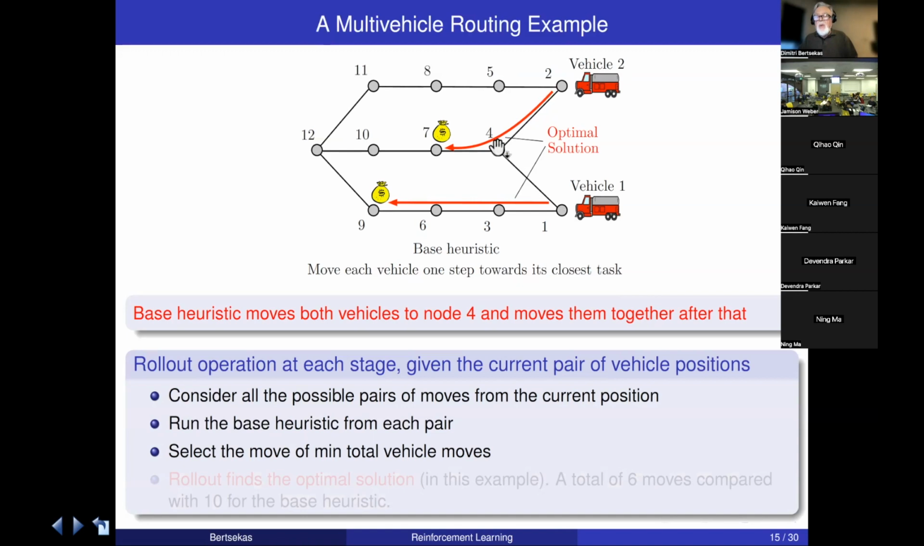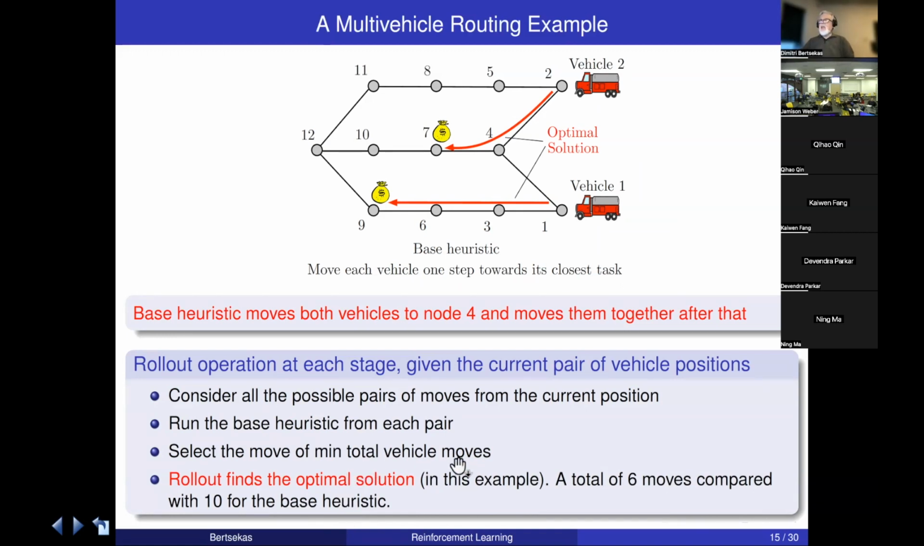So I'm sorry, I said it wrong. Okay. The good pair to consider is this one, this, and that. Then it will give you a Q factor that's equal to the optimal Q factor. So this is the one that's going to be selected, and then this is the one that's going to be selected, and so on. So by tracing the calculations here, you can show that the rollout algorithm finds the optimal solution. In this example, a total of 6 moves as compared to 10.